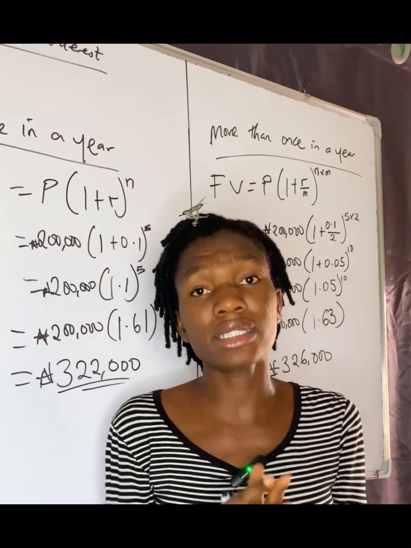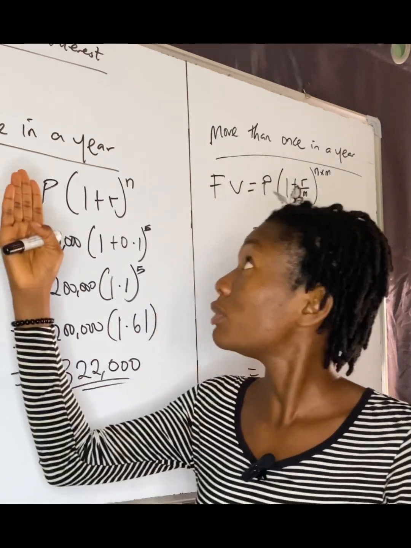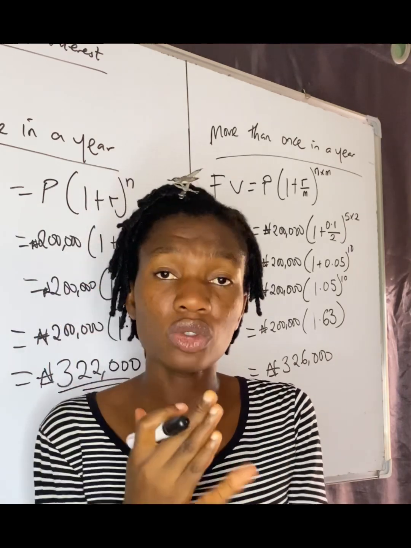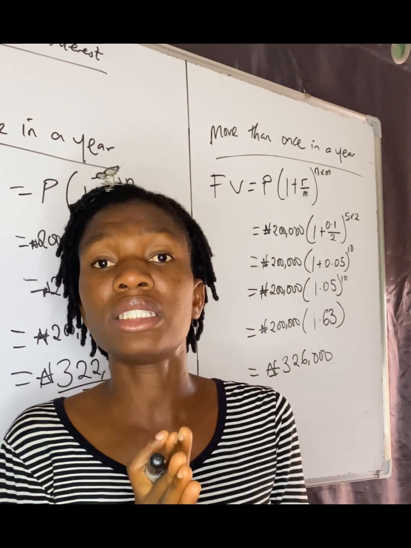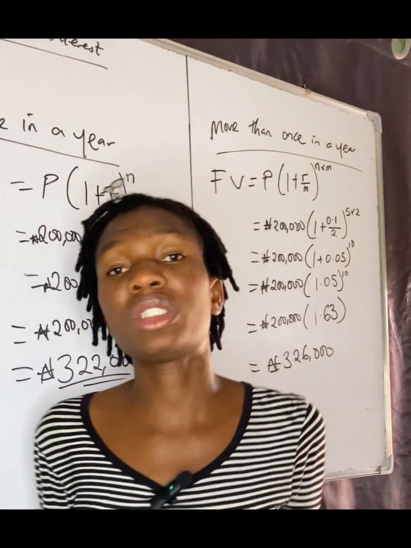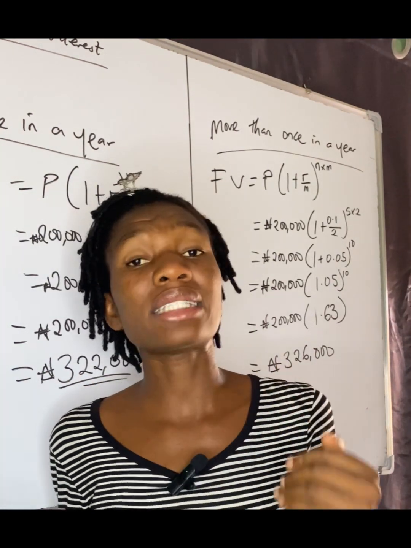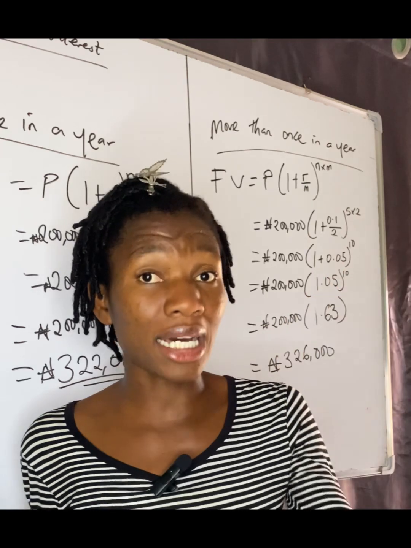Now the third scenario, like the first 2 scenarios, has to do with yearly calculations. We are calculating interest based on years and how many times it was paid in a year. The third scenario we're going to be looking at is where interest is calculated at a rate other than 1 year, that is, other than per annum.